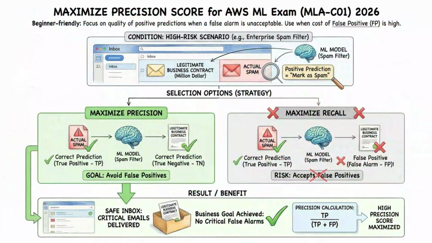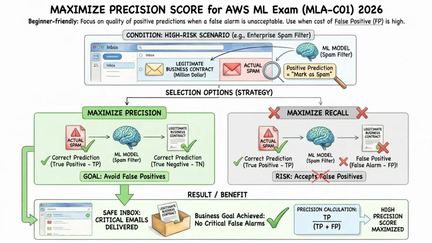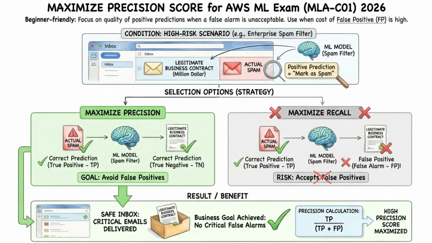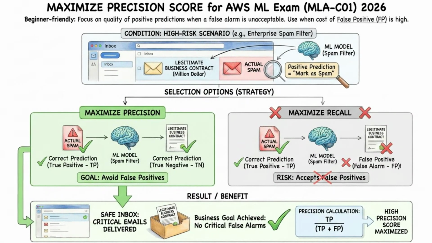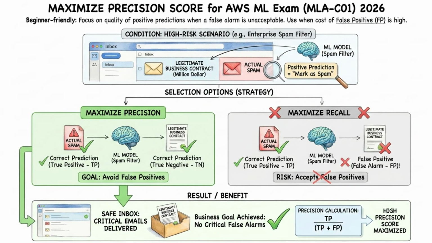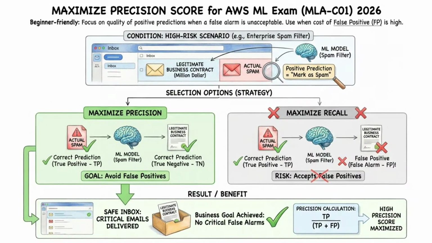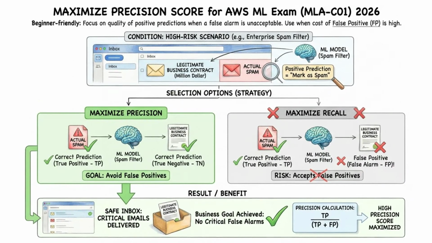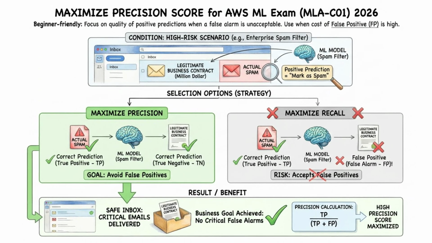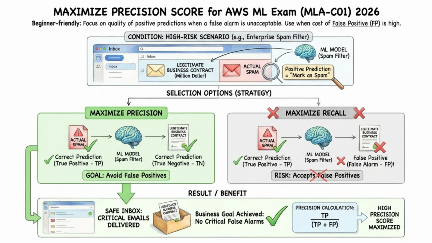From the confusion matrix, we calculate a crucial metric called precision, which measures the quality of your positive predictions. You strictly focus on precision when a false positive is incredibly dangerous or annoying to your business. For example, if you are building an automated spam filter for enterprise email, a false positive means you accidentally threw a critical, $1 million business contract into the trash folder. The exam heavily tests this concept, so whenever an exam scenario explicitly states that false alarms are unacceptable, your primary goal must be to mathematically maximize the precision score.